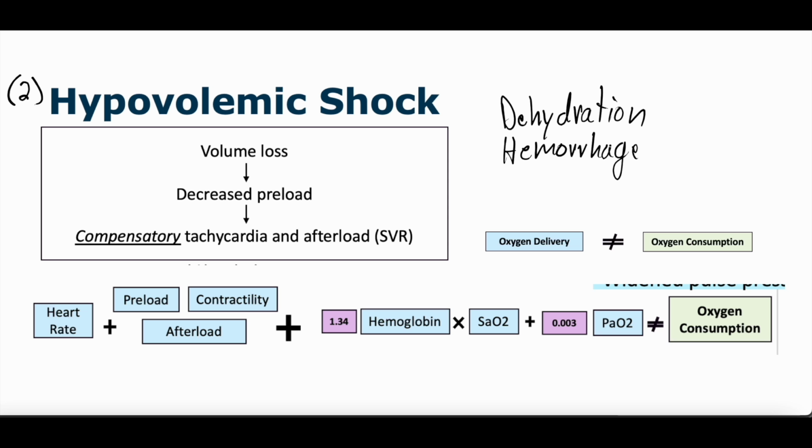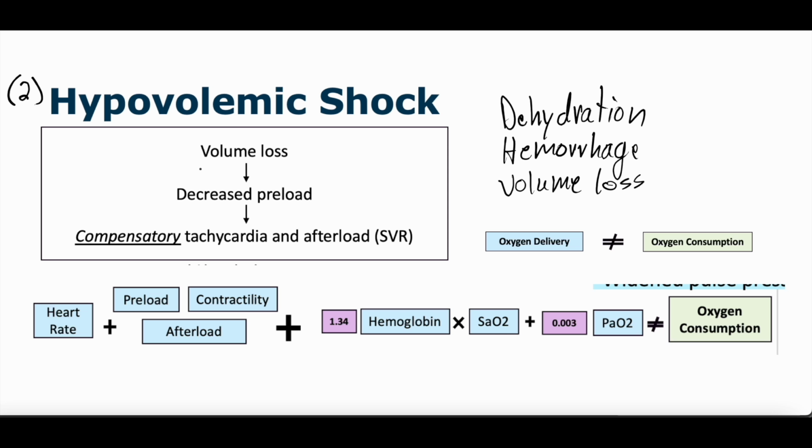It can be from this entity called third spacing, which we don't talk about as much, but it's where too much fluid leaks into other areas of the body. But the two big ones are dehydration and hemorrhage, or even volume loss. So you have severe diarrhea. Things like cholera can cause severe volume loss.